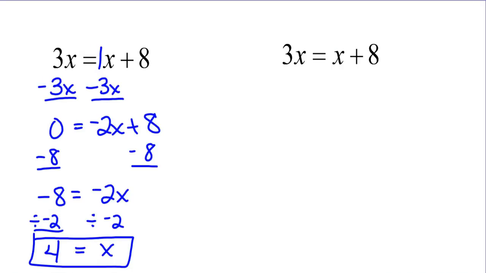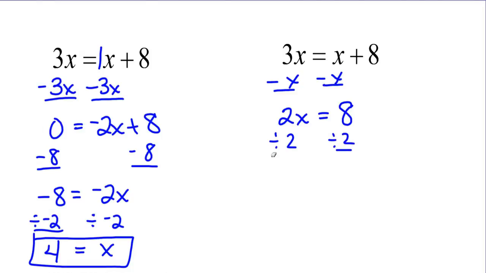Now on the right-hand side, I'm going to follow my tip, and I'm going to eliminate the little guy, and you're going to see the difference here in what this gives us. So I'm going to eliminate this x by subtracting x from both sides. And 3x minus x is 2x, and x minus x is 0, and 0 plus 8 is just 8. So now I just have 2x equals 8. And then I just divide by 2, and I'm done. So you can see I get x equals 4 in a much easier way.